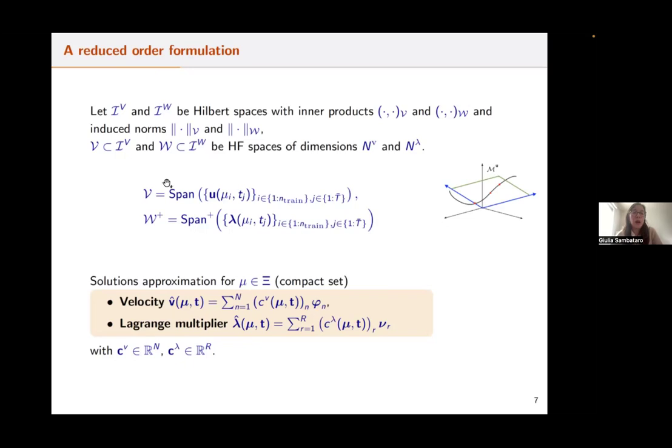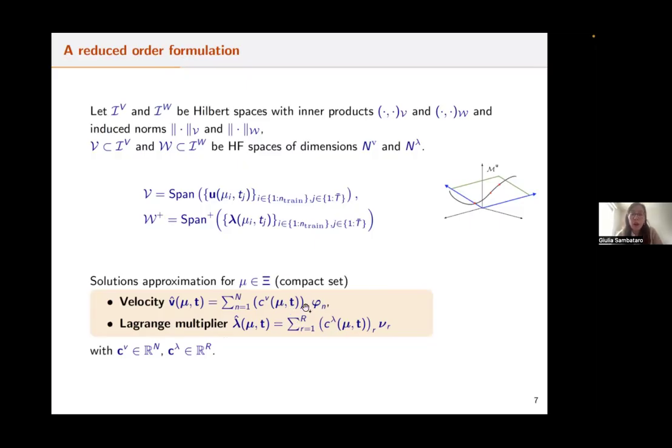We consider some high-fidelity spaces of dimensions nv and n lambda, respectively, for primal and dual solutions. We collect together snapshots of the solutions for several training points representing the geometric parameters, and also time steps that are taken into account exactly as parameters. What we seek are solution approximations for parameters of interest in a compact set. This is simply the reduced basis expansion of velocities and Lagrange multipliers in terms of CV and C lambda, which are reduced coefficients, parameter dependent, and they also depend on the vector of time.